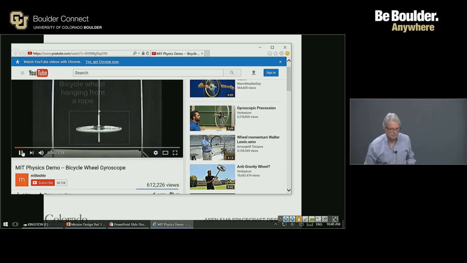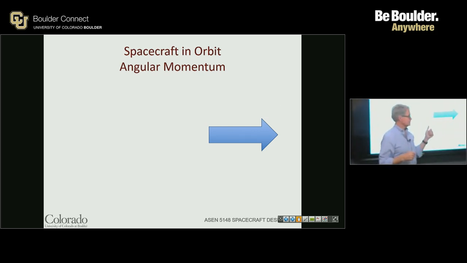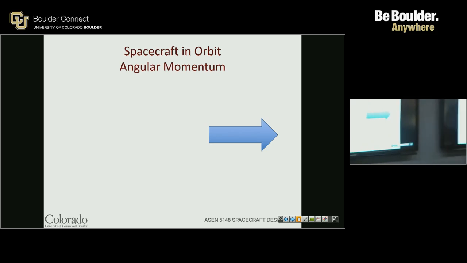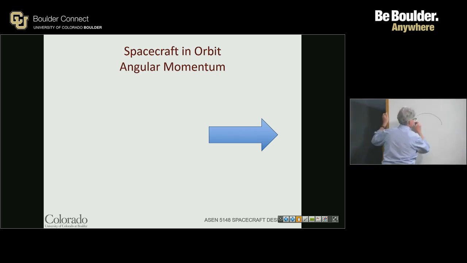We have the same thing with a spacecraft. The spacecraft's got angular momentum, a big angular momentum vector sticking out of the spacecraft. Let me draw it. So we've got a planet, a spacecraft orbiting. We've got a big angular momentum vector sticking out just from the orbital plane.